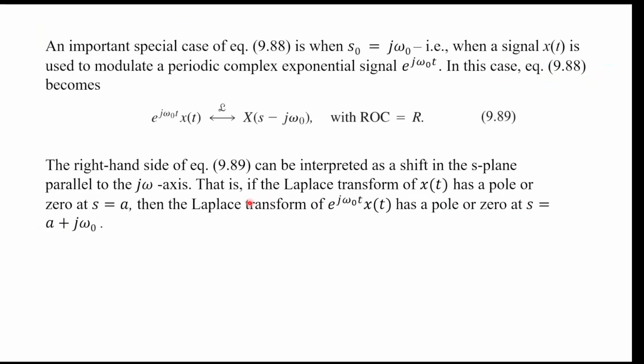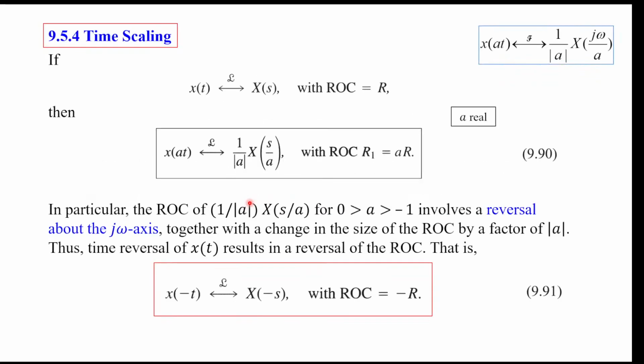Let's see the next property. This is the time scaling property. We multiply our t by some number a, and because t is real, let's say a is also a real number. Then we see an expression that's very similar to what we have in the Fourier transform case. Here is the corresponding Fourier transform property, saying that x(at) Fourier transforms to 1 over the absolute value of a times big X of j omega over a.